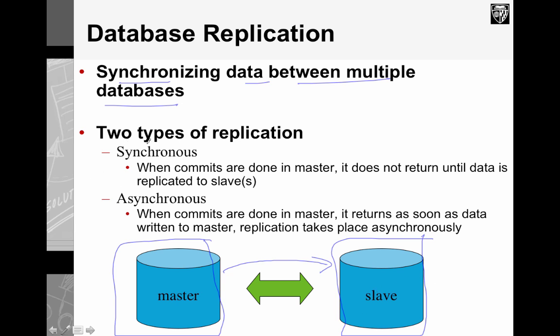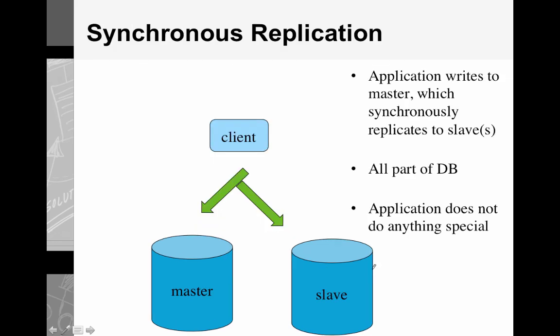There are two types of replication. There is synchronous replication. Synchronous replication basically says that when the data is written to the master, it will be, right at the time of being written to the master, replicated to the slave. Asynchronous replication says that when the data is written to the master, it will be asynchronously replicated to the slave. Let's look at this in a little bit more detail.